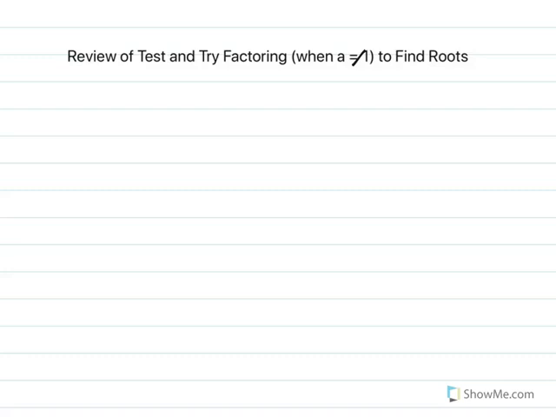Hey guys, today we're going to be reviewing how to do the test and try method when factoring to find roots. So this is what you're going to do when you have a trinomial when your a value is not equal to 1. So our first example that we'll get into is going to be 5x squared plus 19x plus 12 equals 0.